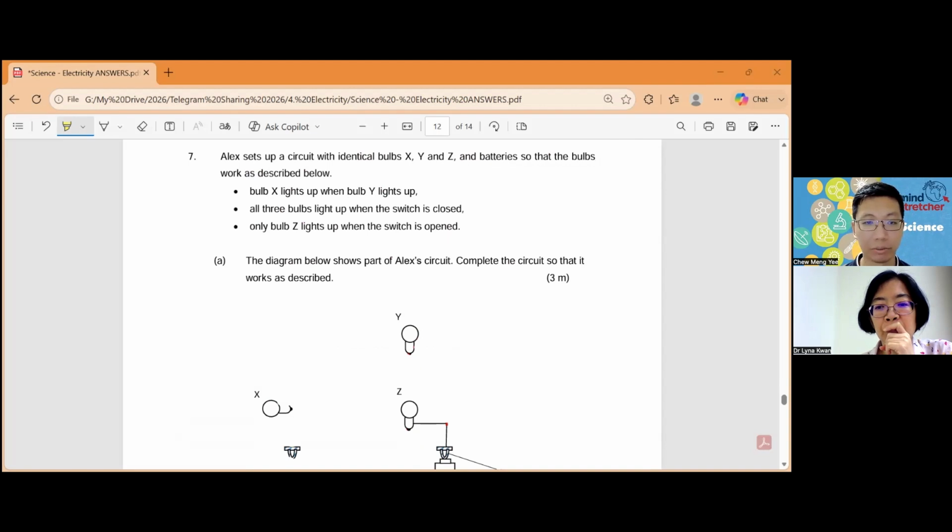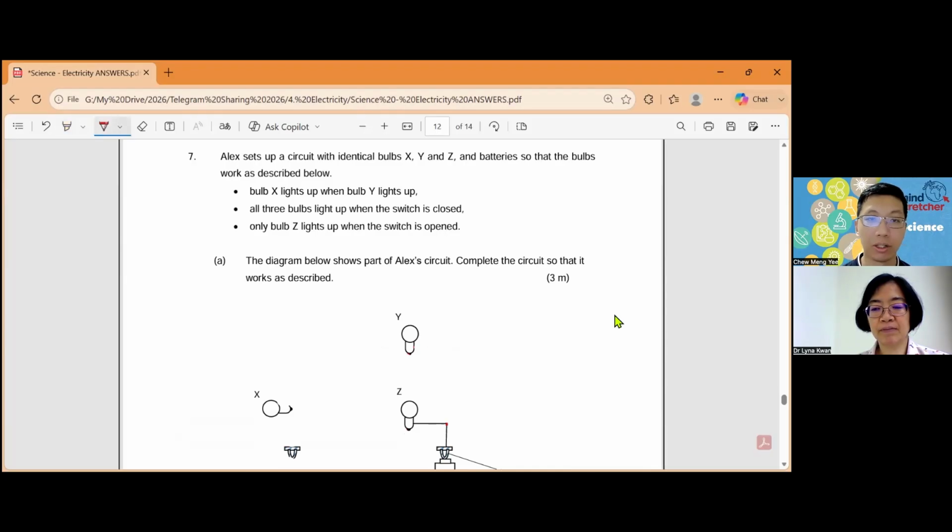Question 7. For question 7, again, we are drawing the circuit. Now here is 3 marks, so take note here. What do I need to do? I need to know what to draw. In this question, I'm not trying to correct anything. I'm trying to draw the circuit that they want, based on this information. So X lights up when Y lights up. I can't tell much from that. They are in the same circuit, that's all.